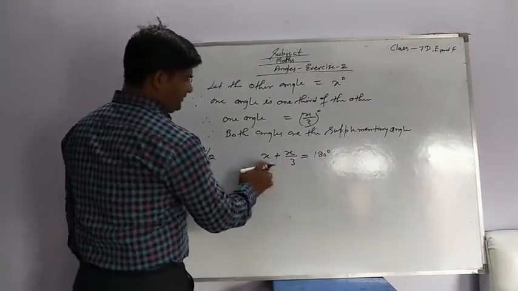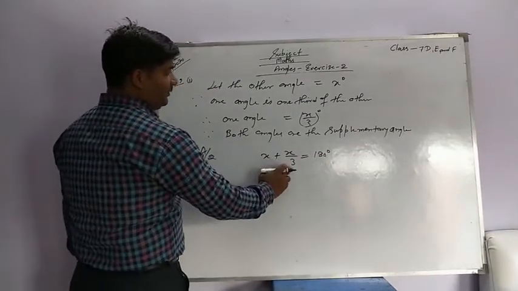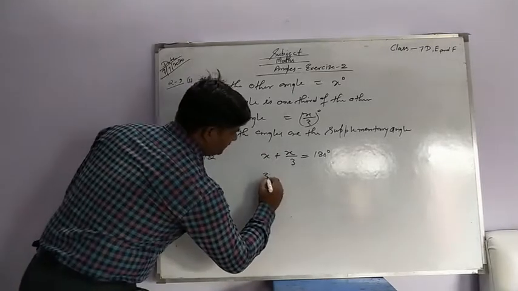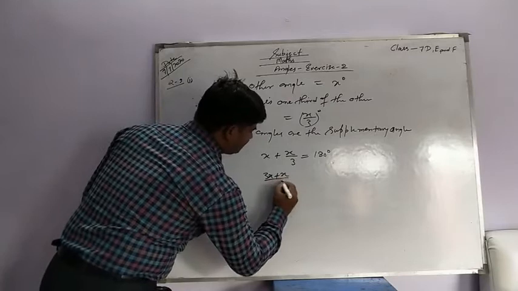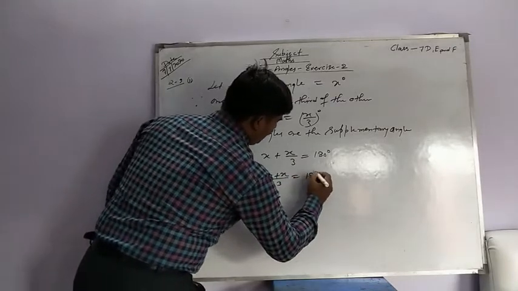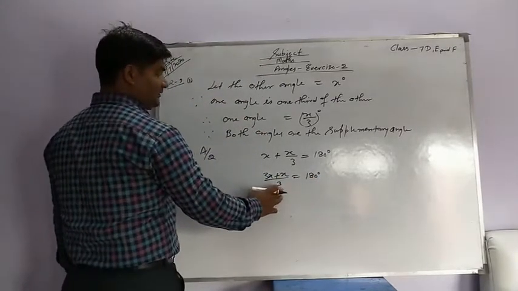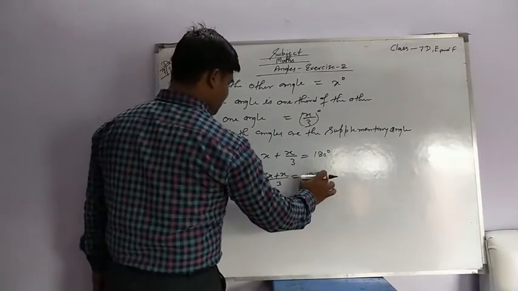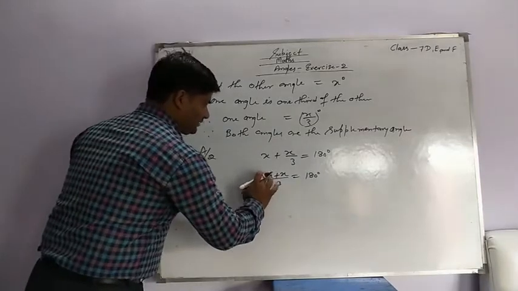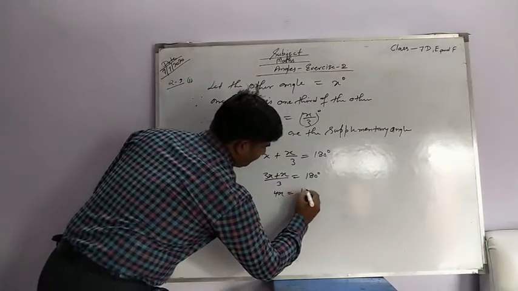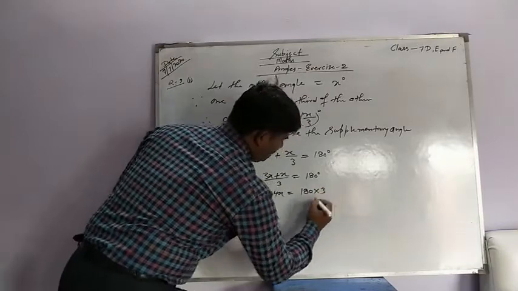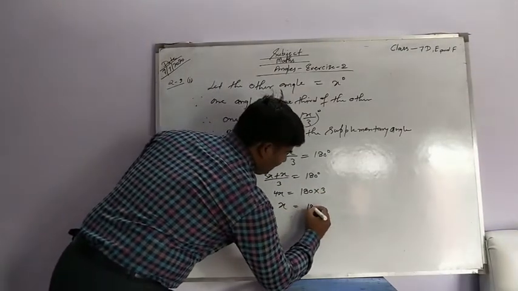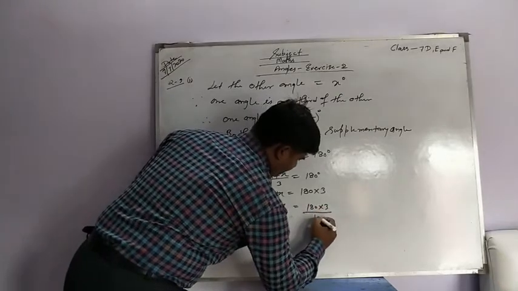Now we take the LCM of this one and simplify. Then 3 times x means 3x, plus x by 3. So it gives 3x plus x upon 3 is equal to 180 degree. We transfer this 3 to this side. Then this is division, and when we transfer it, it becomes multiplication. So 3x plus x is equal to 4x, and 180 into 3. Then x is equal to 180 multiplied by 3 upon 4.